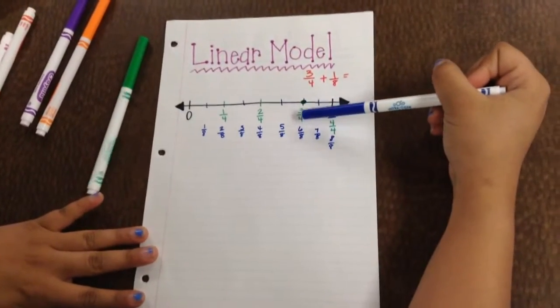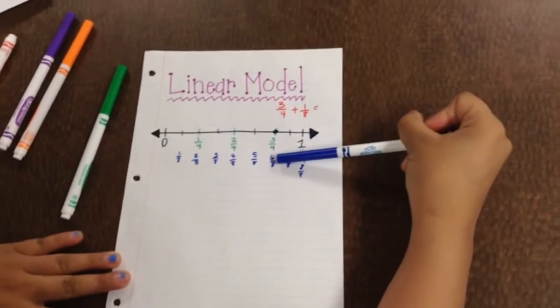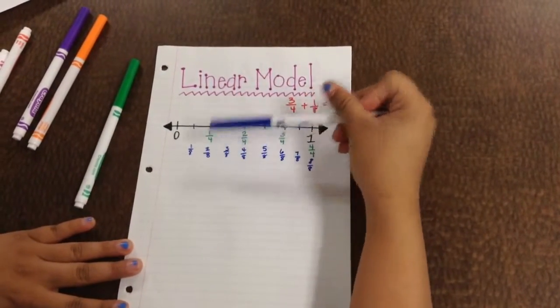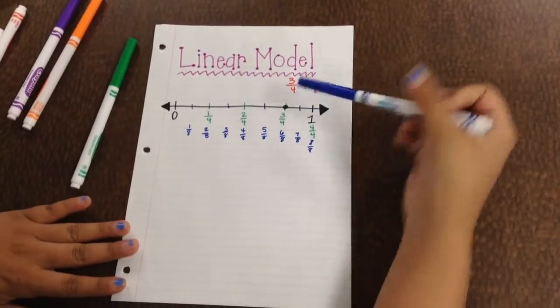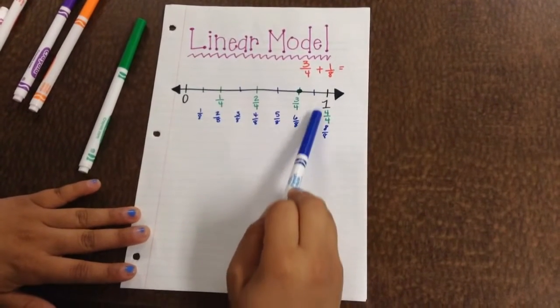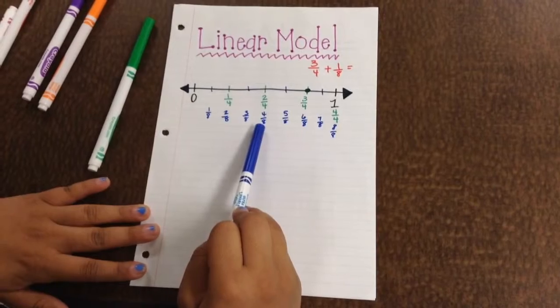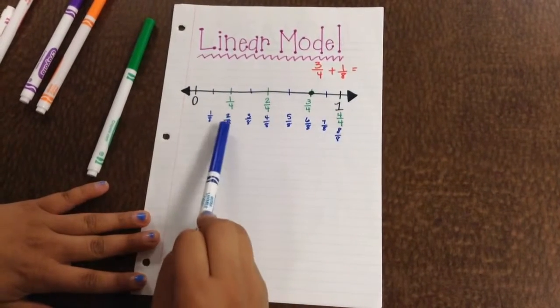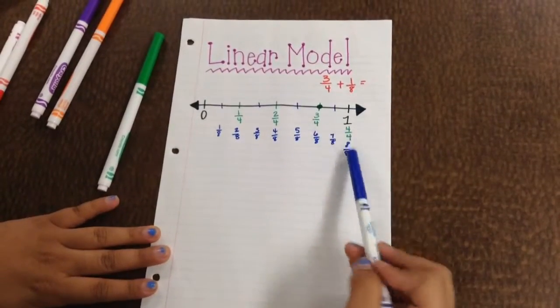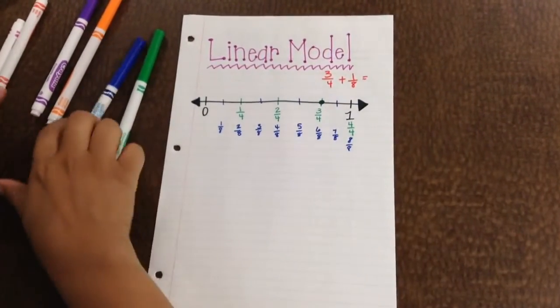Let's do the 3/4. 3/4 is equivalent to 6/8. 2/4 is equivalent to 4/8, and 1/4 is equivalent to 2/8. You can also simplify these, so the 6/8 can be simplified into 3/4. Our 4/8 can be simplified into 2/4, and our 2/8 can be simplified into 1/4. And of course, our whole can be simplified into 1.